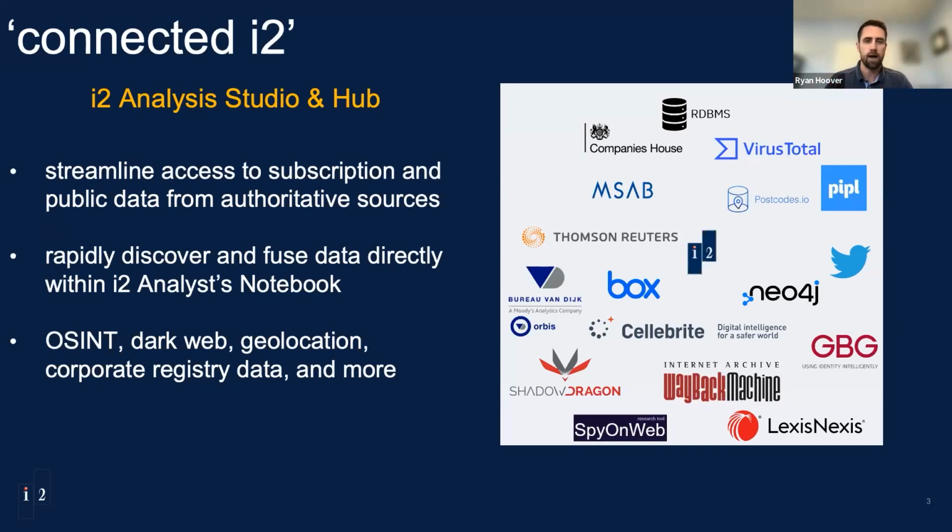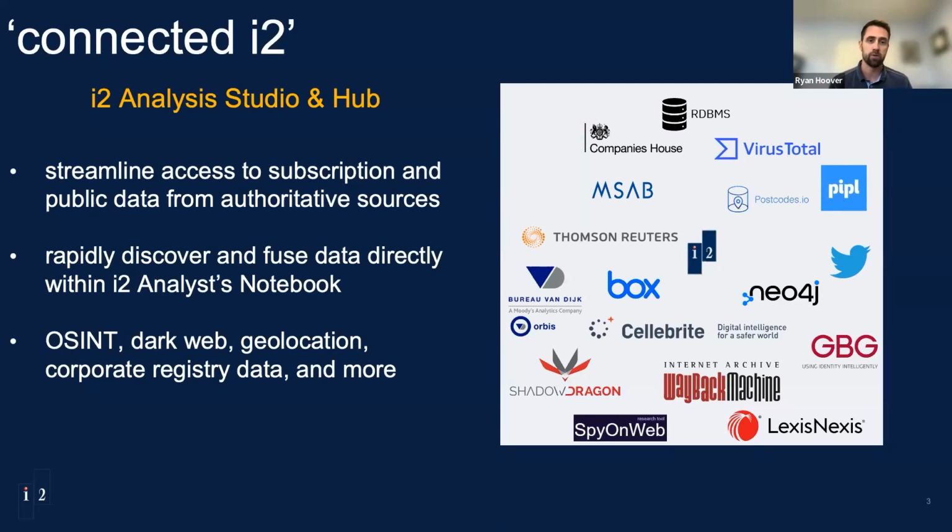And then there's also options to deploy those capabilities at the system level. A few examples of connected data sources that we can bring into both Analysis Studio and Hub include public records. Examples of existing integrations that we've built are with LexisNexis Accurint and Thomson Reuters CLEAR, which really supports a lot of our law enforcement customers.